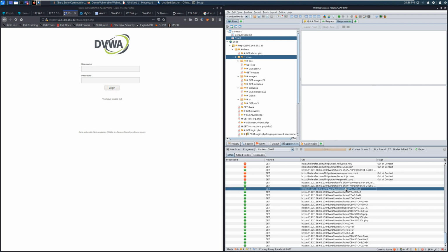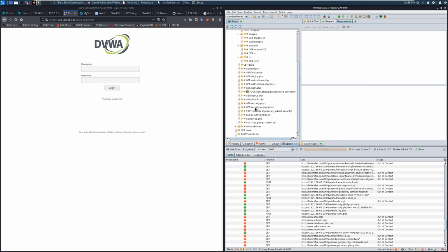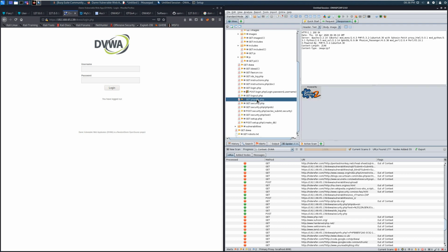ZAP correctly, you can see that many more pages were discovered. Also, this tree was expanded heavily, and you can see that now we have access to scripts like security.php, phpinfo.php, which Spider didn't find before. So right now we performed what's called an authenticated scan, and this is what you can use for your application in case that the majority of it or part of it is hidden behind the login.